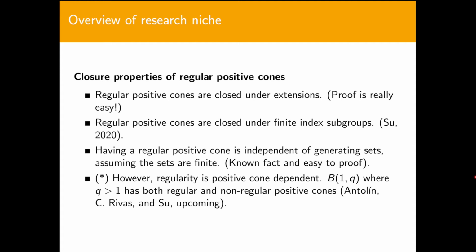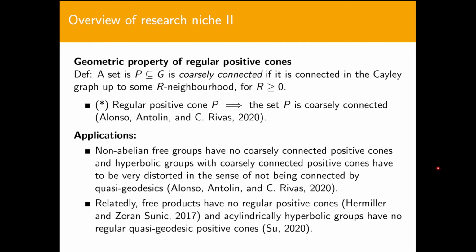So for example, B1Q, where Q is greater than 1, the Baumslag-Solitar group with 1 and Q as parameters, has both regular and non-regular positive cones. And this is a result in an upcoming paper that I'm telling you about. So now let's look at some geometric properties of regular positive cones.